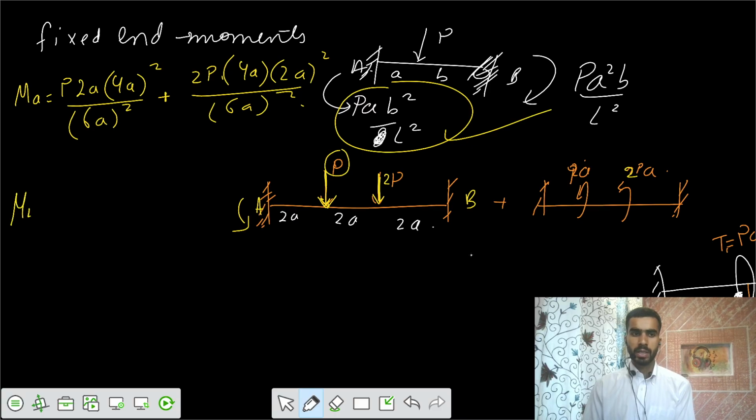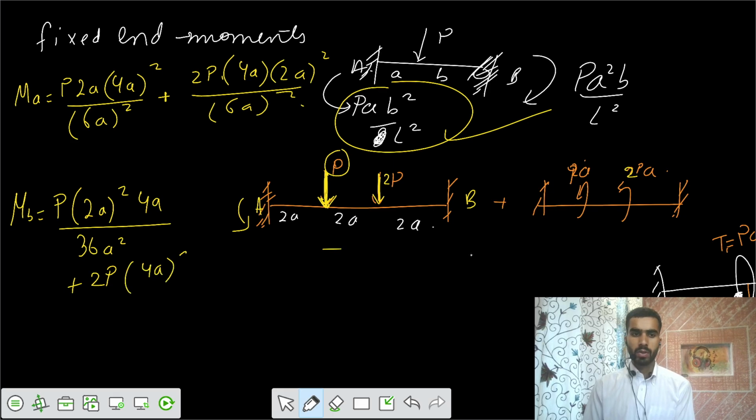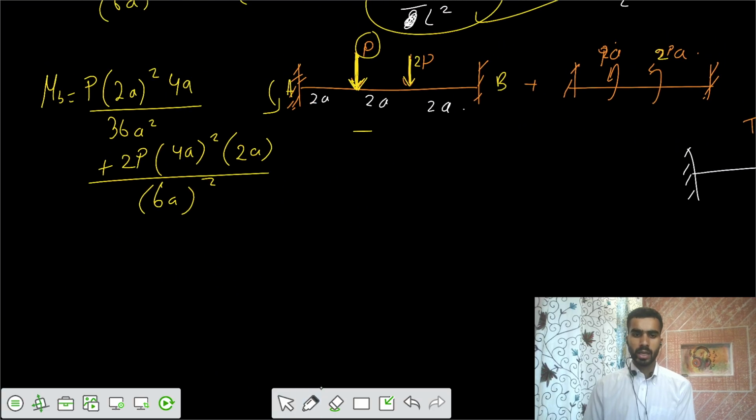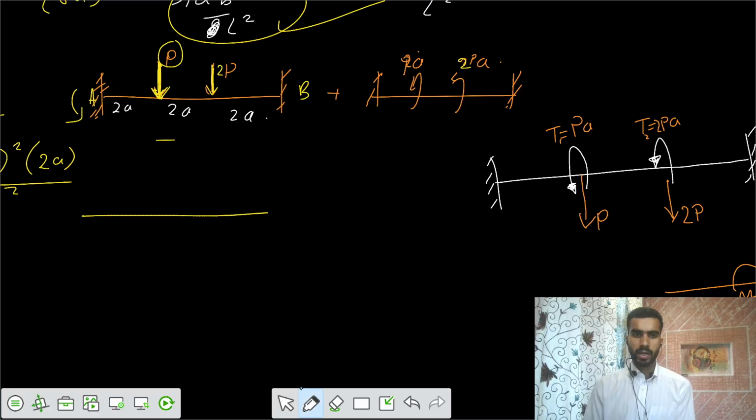Similarly for the moment at B, let's solve for this one first. That's P into 2A whole square into 4A upon L square, 36A square, plus then 2P and 4A, after that 2A divided by 6A whole square. You solve those and you get some moment, equal to some values.